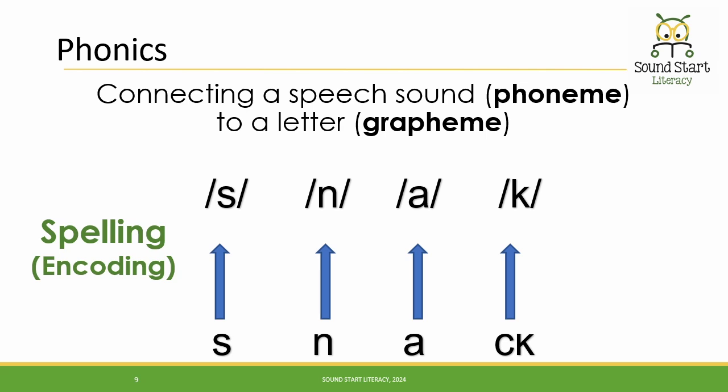We also can go in the other direction when we're reading or decoding. So when we are looking at a word, if I'm looking at the word snack on the page, I then need to do the reverse. I need to look at that grapheme and turn it into the phoneme. So it would be /s/ /n/ /a/ /k/, and blend it, snack. So phonics instruction involves going in both directions. We need to be able to spell, which we call encoding, where we're going from the sound to the grapheme. We need to be able to do the reverse and go from the grapheme to the phoneme when we're reading or decoding.